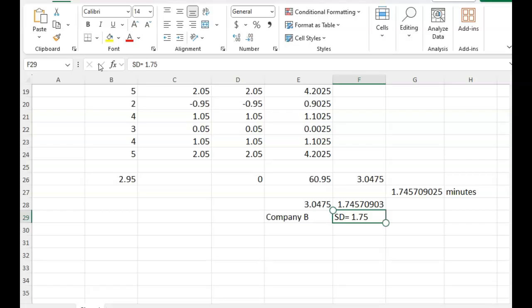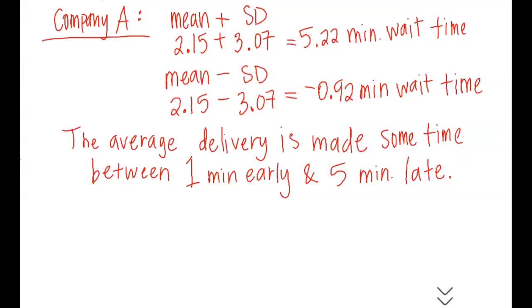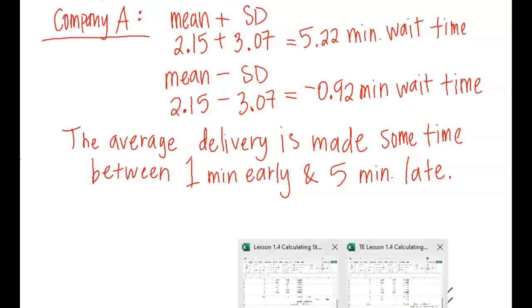So now you can write your report for company B with the correct numbers. Okay. On your paper right here. The mean is the 2.95. Yes, the mean is 2.95. Make sure you change it to that.